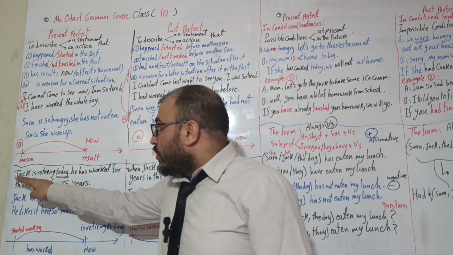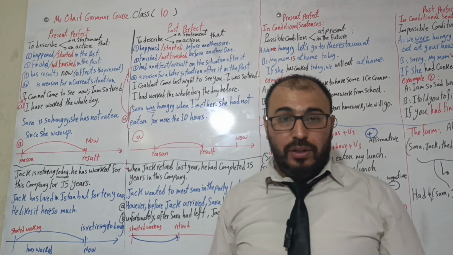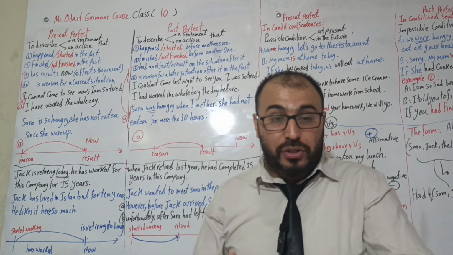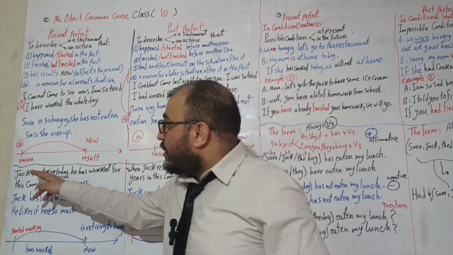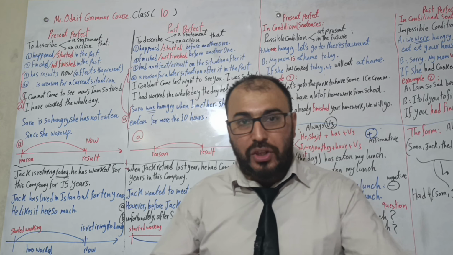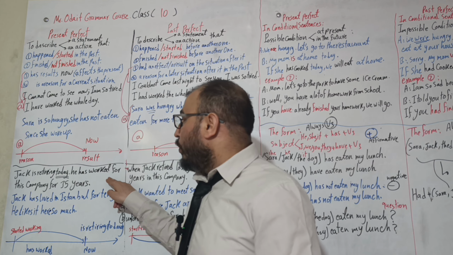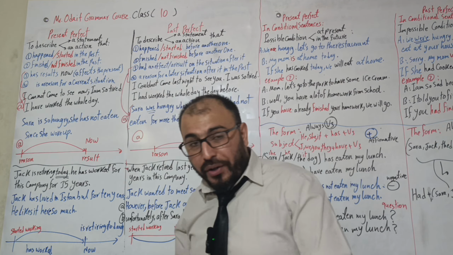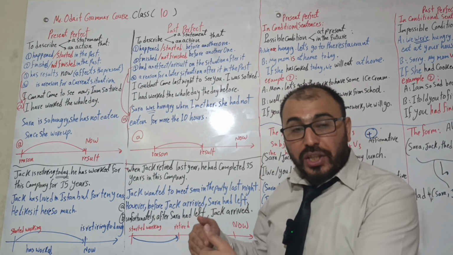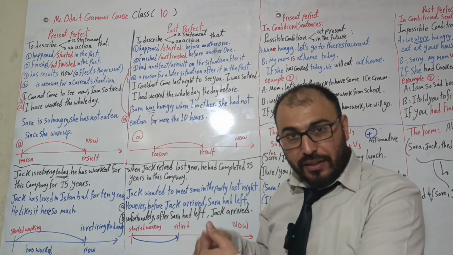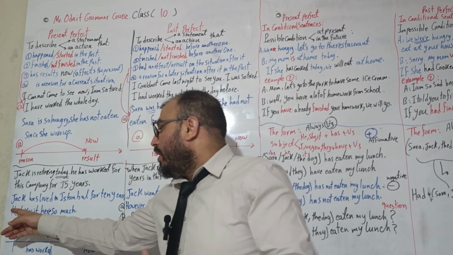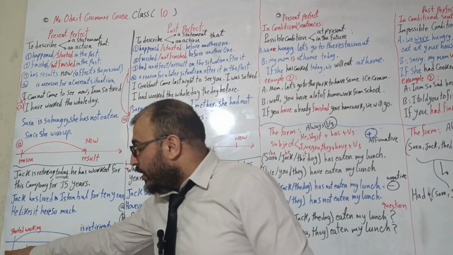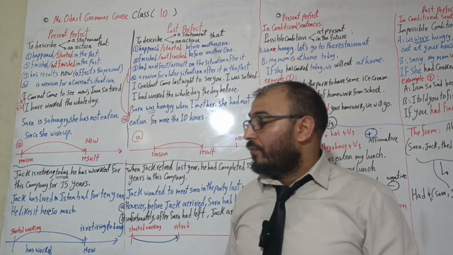Like this example: Jack is retiring today. So we have a party now. We're having a retirement party for our manager, Mr. Jack. And I say, Mr. Jack is retiring today. Now we are in the party. He has worked for this company for 35 years. So before today, which is the day this action ends, he has worked for 35 years. So the action started in the past and finished now.